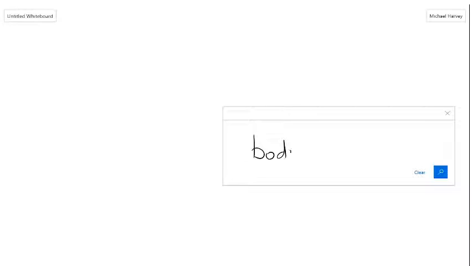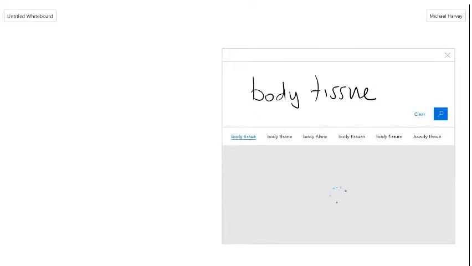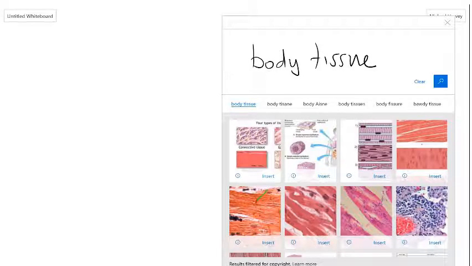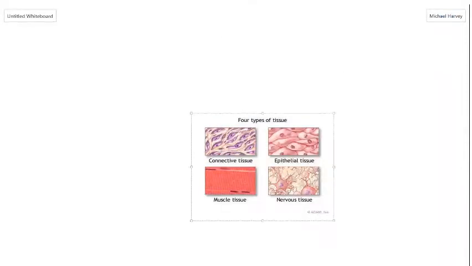So body tissues contain many capillaries. So exactly what is a body tissue? Let's search for some images so we have an idea what a body tissue is. Okay, so here are some examples which we will insert in and move around.